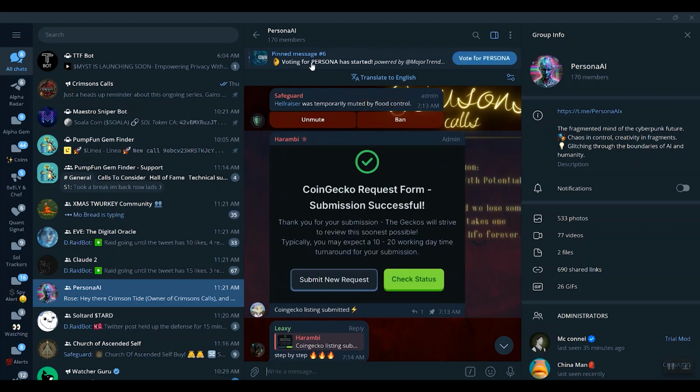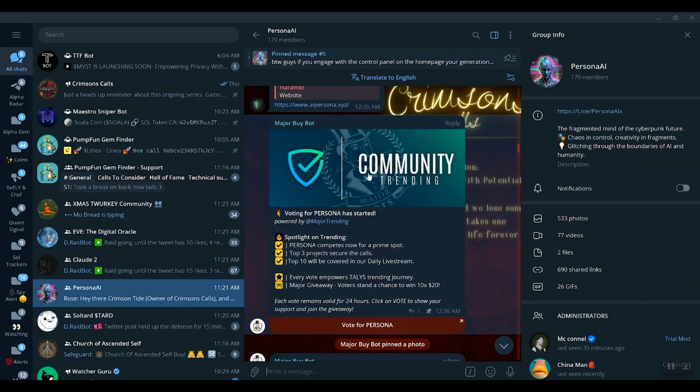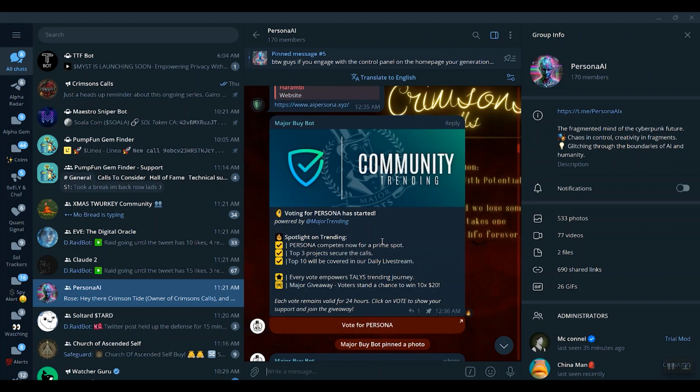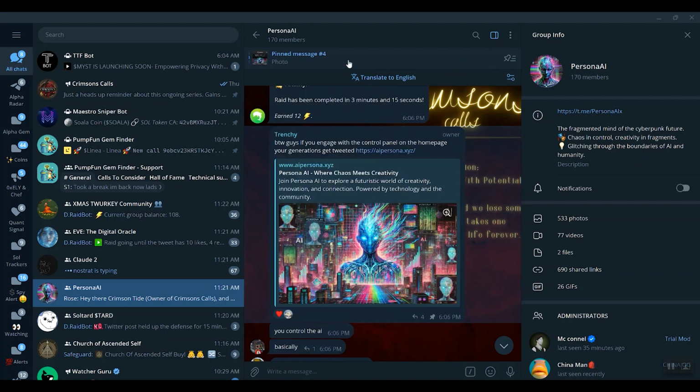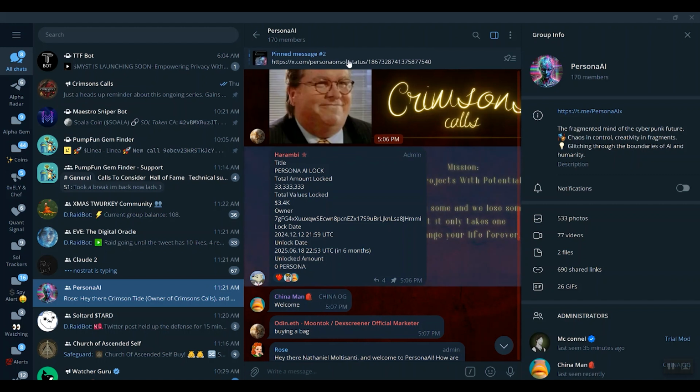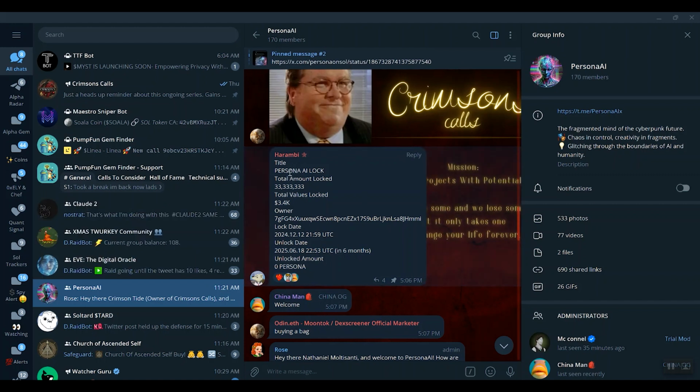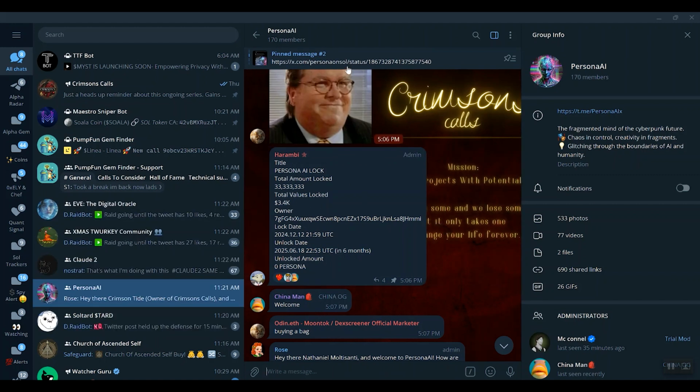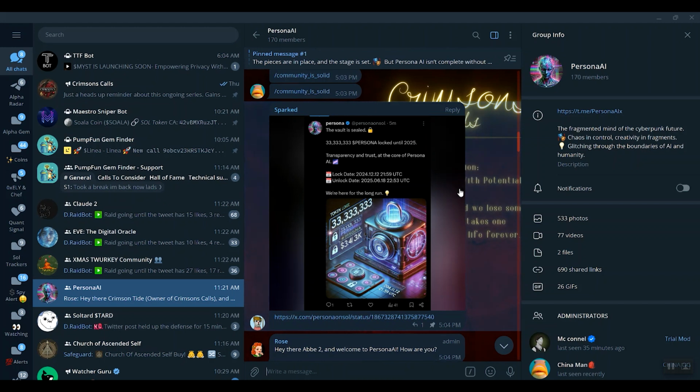Okay, so they've made a request to CoinGecko, the major buy bot, so they got some community trending, and they're obviously encouraging community members to go ahead and vote so they can get in that trending. So let's see here, but I don't see anything. Okay, so we see some lock information. This is also positive information that I like to see.